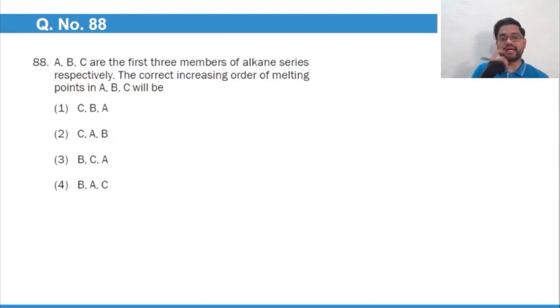Question 88: A, B, C are the first 3 members of the alkane series respectively. First 3 members mean CH4, C2H6 and then C3H8. The increasing order of their melting point will be, it is as simple as that. The highest will be C2H6, so that means the last one has to be B. And the lowest has to be C3H8. So it is CAB. Right? Answer is option number 2.